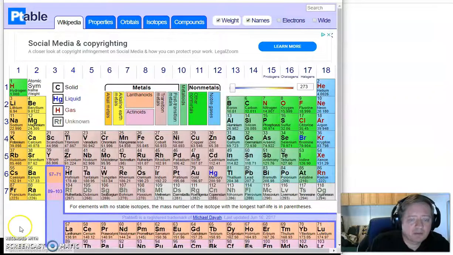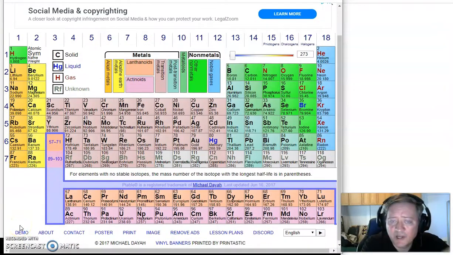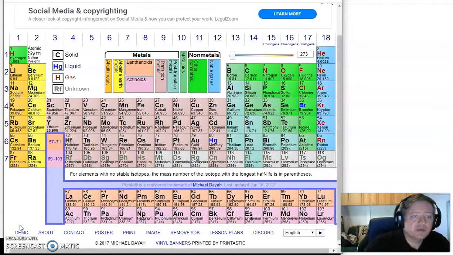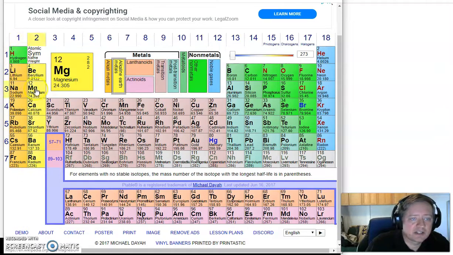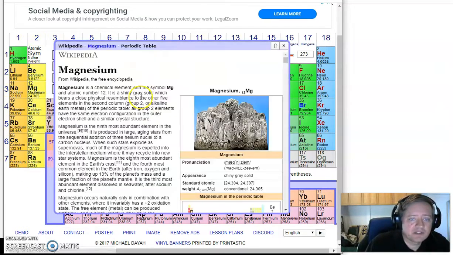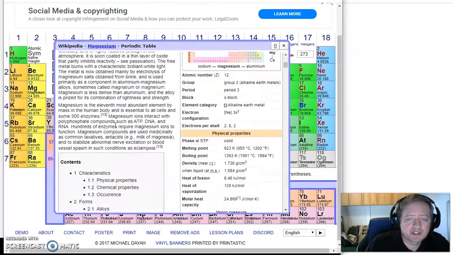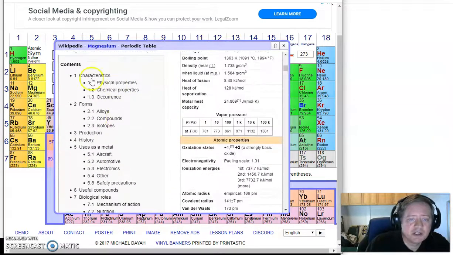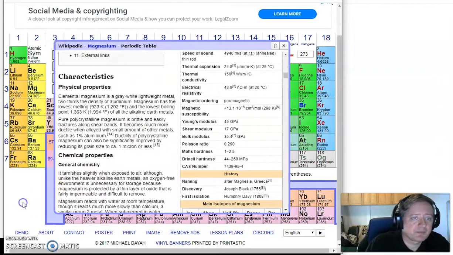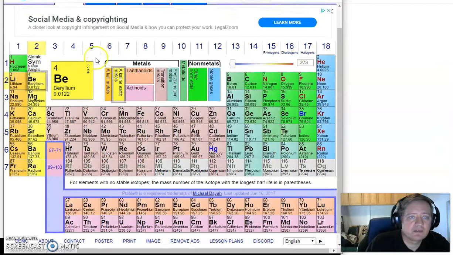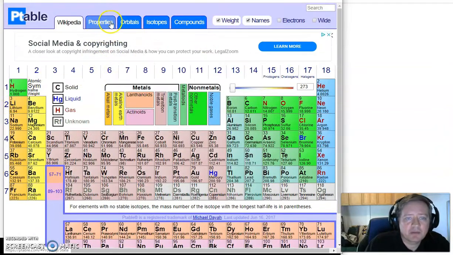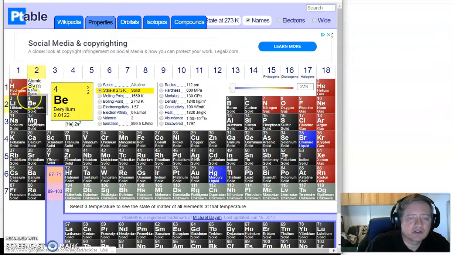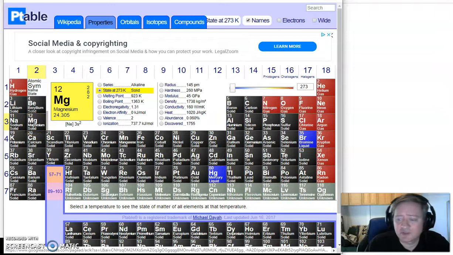So here you've probably seen these before, and there's actually a lot of different ways to view periodic tables. With this particular one, I can click on, let's say, magnesium. And it gives me some information about magnesium: pronunciation, appearance. There's a lot of information here. Physical properties, chemical properties. So that's just one type of website. Properties, orbitals, different things like that. You can look into things here. So let's look at, again, magnesium at 273 Kelvin. At 0 Kelvin, which is kind of freezing point, it's a solid.